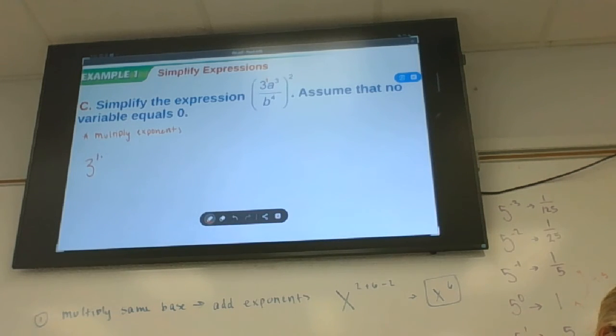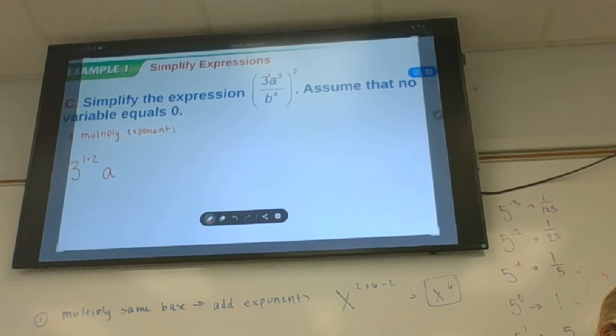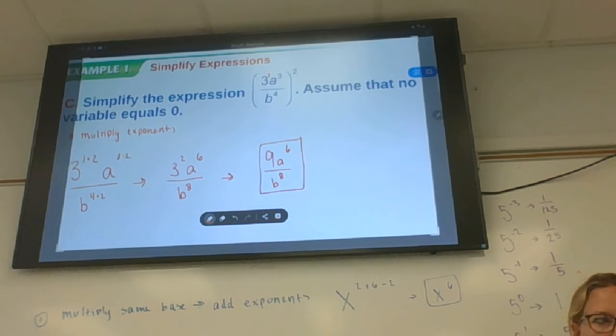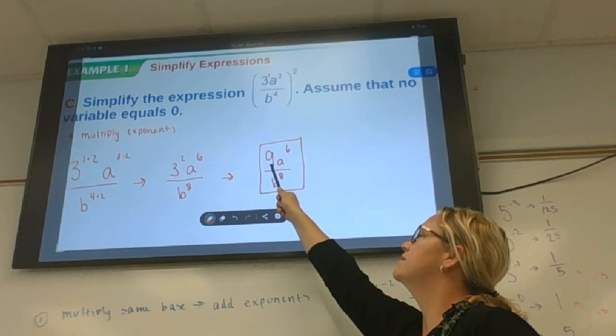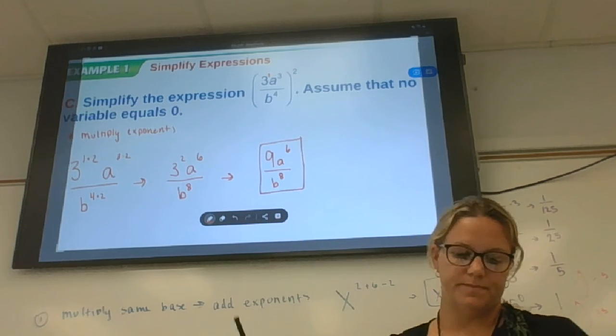It would be 3 to the 1 times 2, A to the 3 times 2, over B to the 4 times 2. You don't really even have to show that. You can just multiply it. So that's 3 squared, A to the 6th, B to the 8th, so 3 times 3 is 9, and that's your final answer. Multiplied in all of those exponents. The big mistake will be, students will write 6 here, because they do 3 times 2 instead of the exponent.